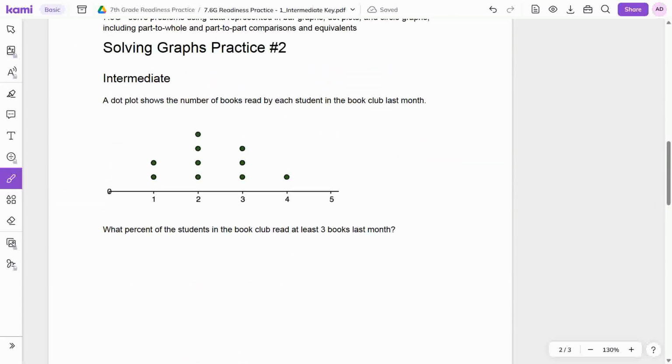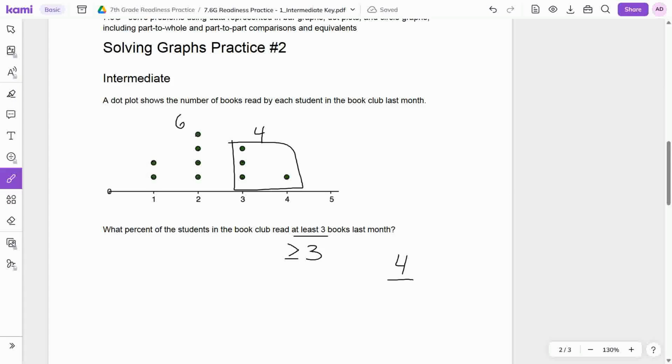We have a dot plot here, and it shows the number of books read by each student in the book club last month. What percentage of students read at least 3? Okay, at least 3. So greater than or equal to 3. Right, so I've got 1, 2, 3, 4. So I'm just looking at these 4. There's nothing on 0, there's nothing on 5. So they're included, but they're really not part of the data set because there's no dots above them. So it's going to be 4, and I'm including the 3 above 3 because that's at least 3, over 1, 2, 3, 4, 5, 6.